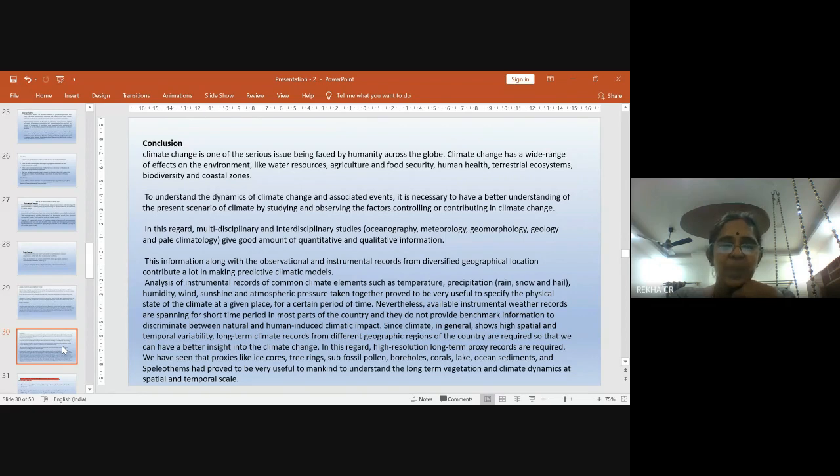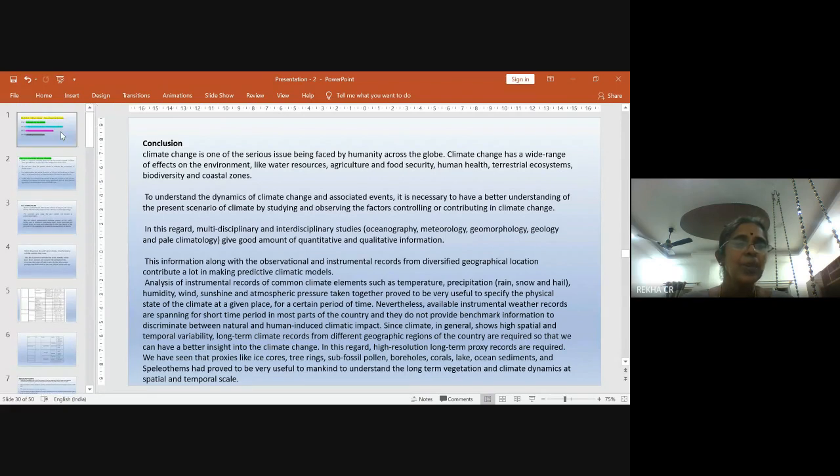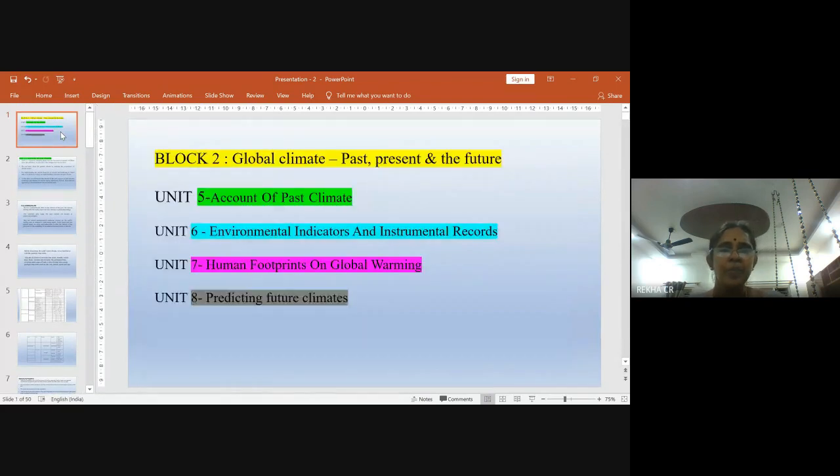So we have seen the proxies like ice cores, tree rings, fossil pollens, corals, lakes, and ocean sediments. They have proved very useful for understanding the long-term vegetation and climate dynamics at the spatial and temporal scale. So this is the second unit of block 2, environmental indicators and instrumental records.